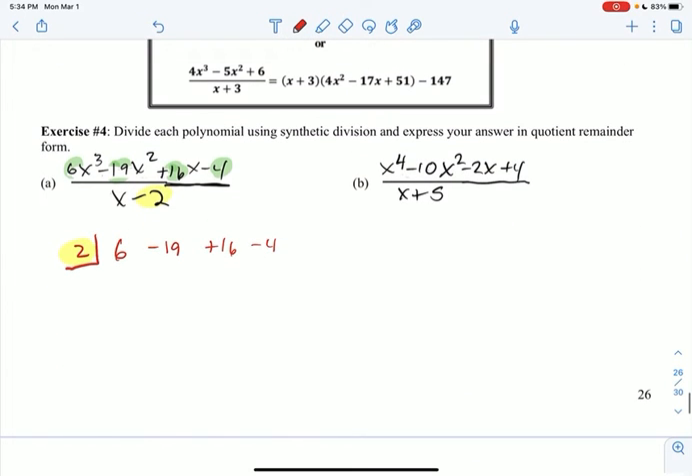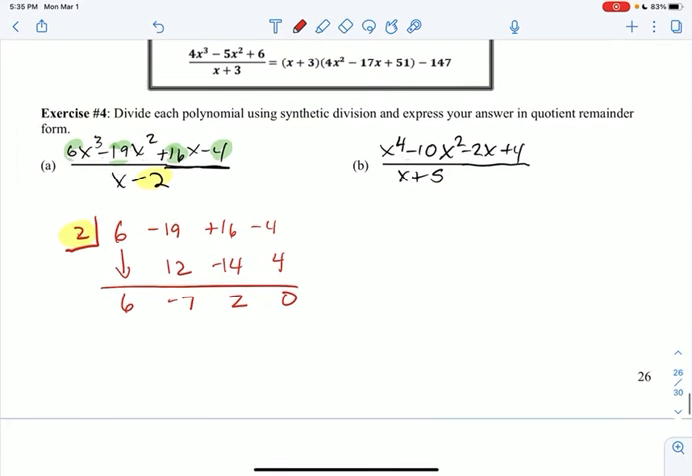So here's what I do. I drop this down, and it becomes 6. Now multiply. So drop, multiply. 2 times 6 is 12. Add. Negative 19 and 12 is negative 7. Multiply. 2 times negative 7 is negative 14. Add. 16 plus negative 14 is 2. Multiply. 2 times 2 is 4. And then I add, and that is going to be negative 4 plus 4 is 0. So my remainder is 0.